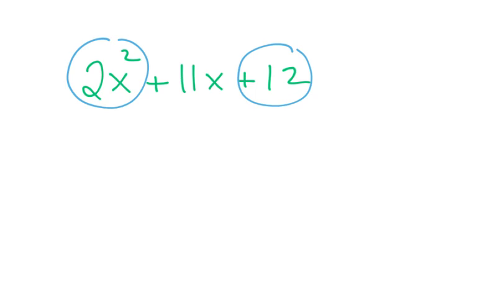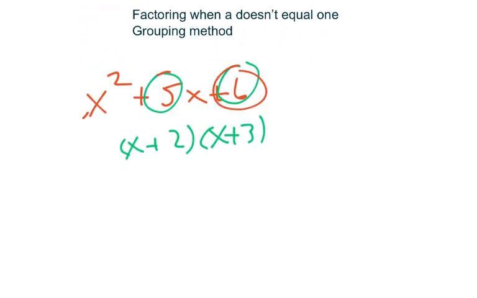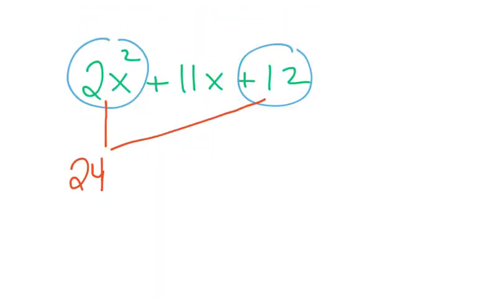Kids seem to have a lot of great success with it. So the grouping method, you're going to multiply a and c together. This is your first step, and that's 24. Just like in the previous problem, when we needed two numbers that multiply to be 6, add to be 5, we're in the same boat now. We need two numbers that multiply to be 24, but add to be 11. Okay, so that's 8 and 3.